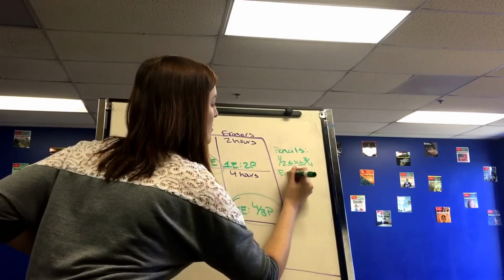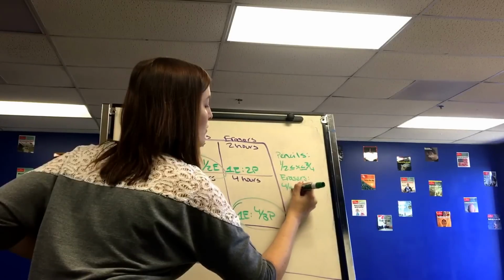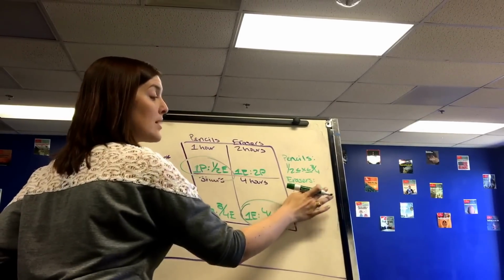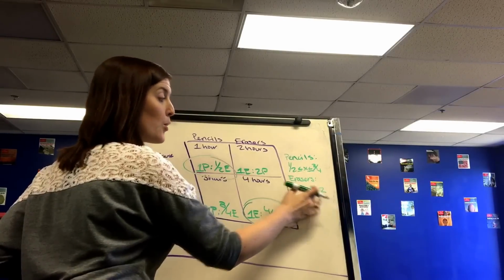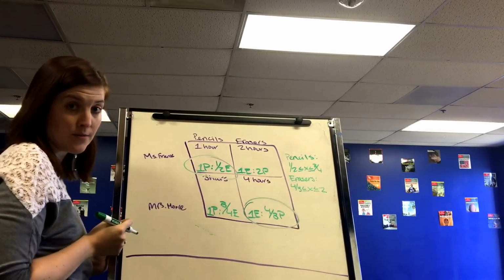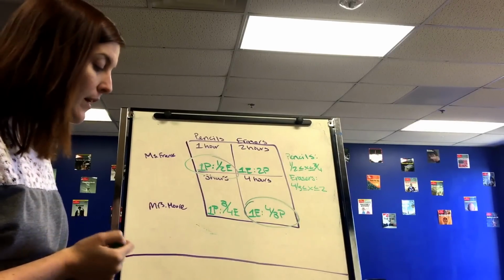And for erasers, we will still trade as long as it's between 4/3 and 2, because this is the max price I am willing to pay as the importer. This is the minimum price Mrs. Moore is willing to sell it for. And that's how we do trade in terms of comparative and absolute advantage.